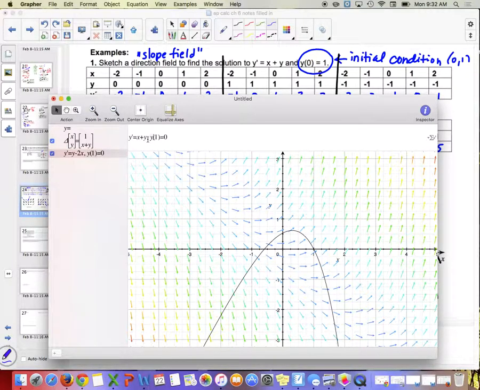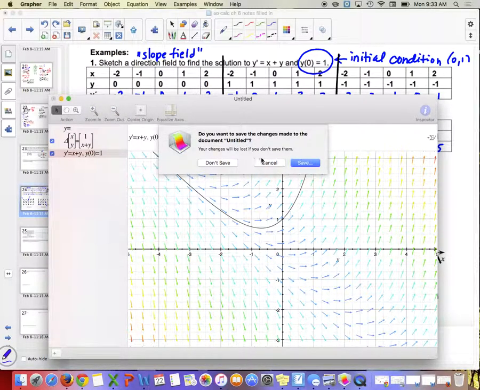So x plus y, and then this one was y of 0 equals 1. Like that. Does it make sense? So it draws in that curve. Okay, so you can kind of check with Grapher if you aren't sure if your solution curve is correct.